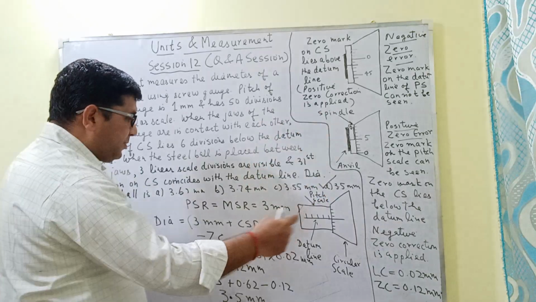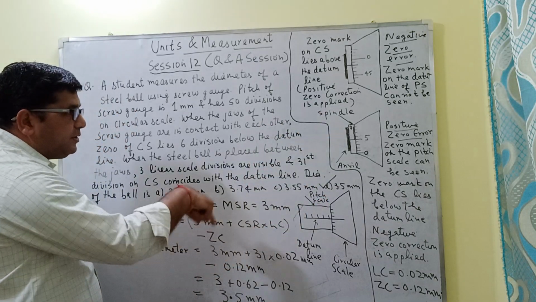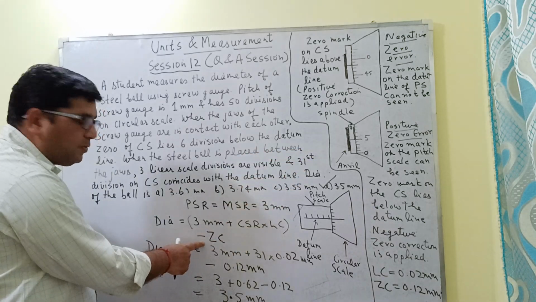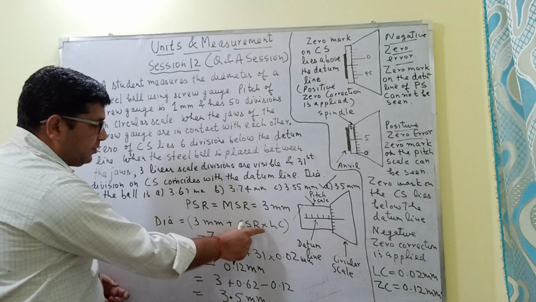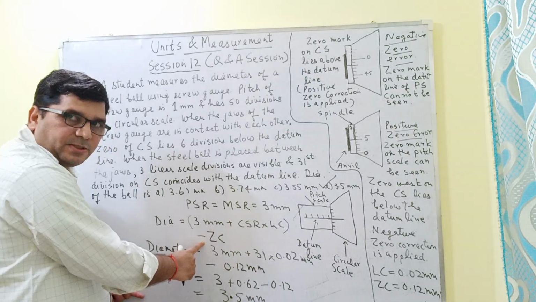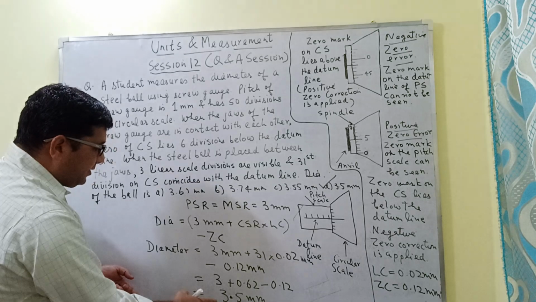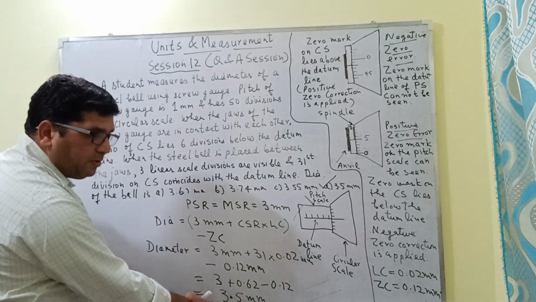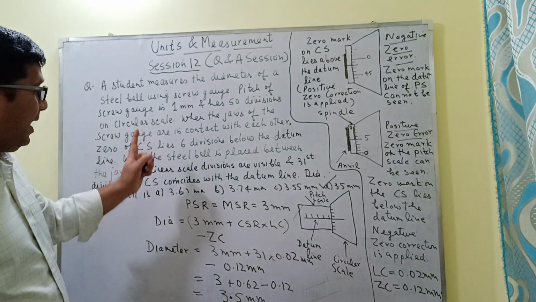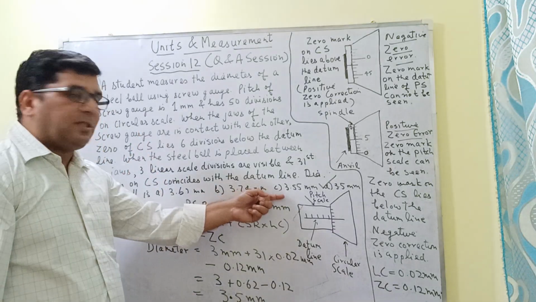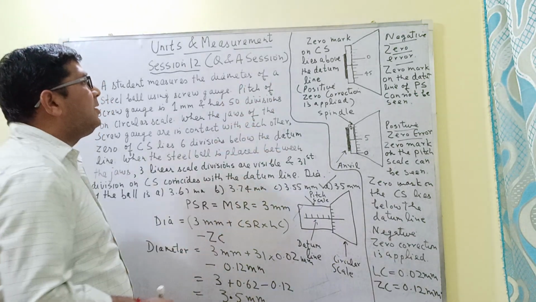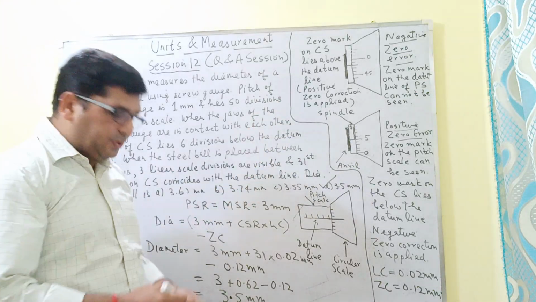This is the measured value of the dimension of any object. Since in this case we have a positive zero error, a negative zero correction was applied. That is, from this value we subtracted the value of zero correction. So this is the correct dimension of this steel ball: the diameter is 3.5 mm. These sorts of questions are asked in the IIT mains examination also, so you should have a very good understanding of zero error.